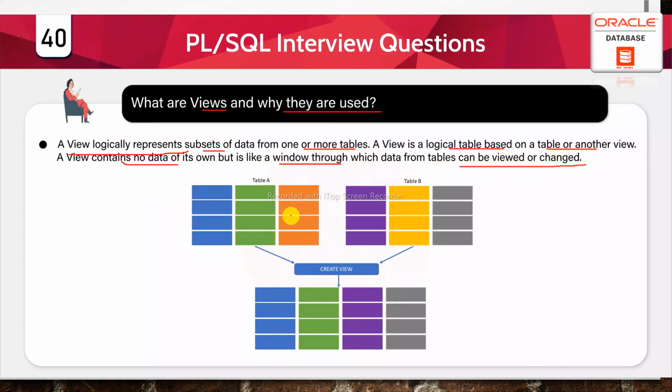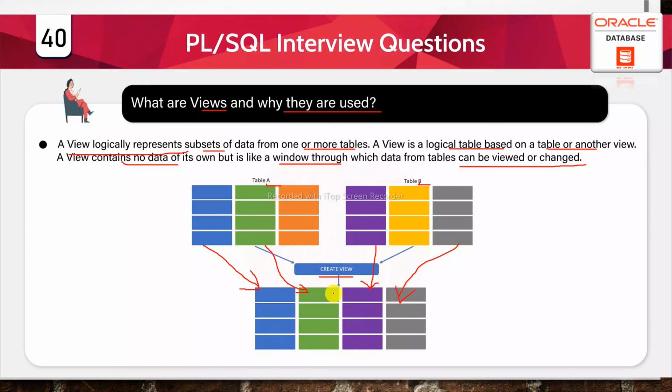So from this diagram you can see we have created a view using table A and table B. You can see in this view we have taken this particular column from table A. Also we have taken this column over here in the view. Also from table B we have taken this column and this column in the view. So by using two tables we have created a composite view. So this is about views.